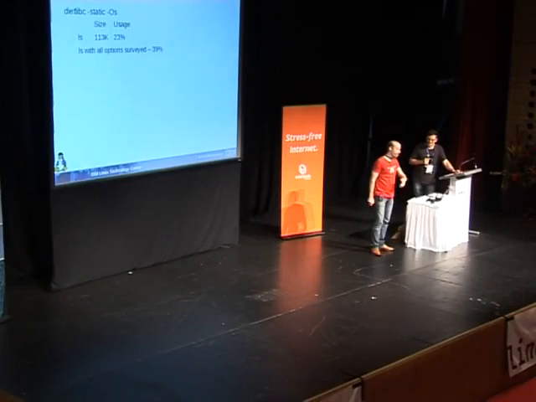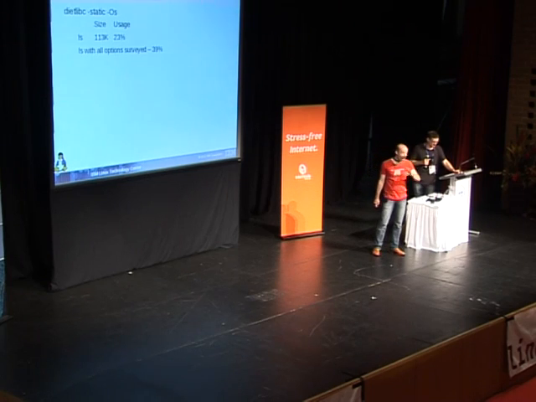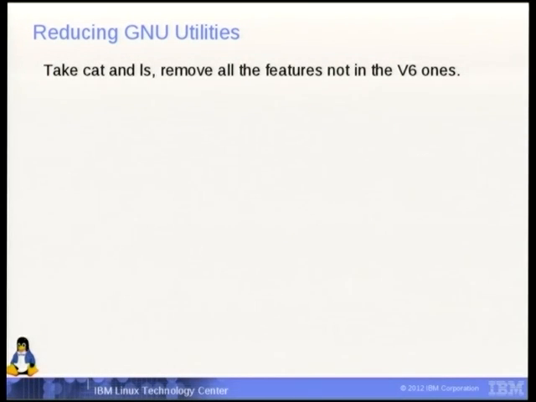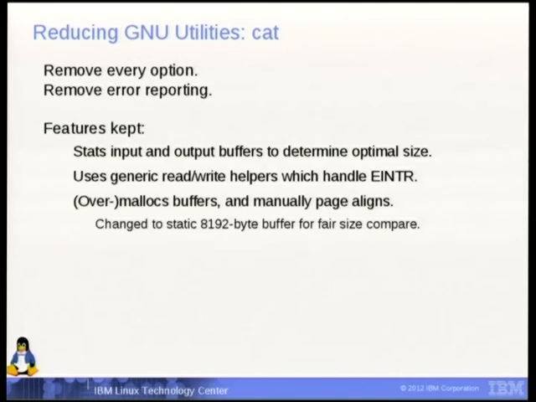So I wasn't going to actually backport, but what I can do is cut out all the options that we didn't have. I didn't do grep or time, but cat and ls, and rip out all the features from the GNU ls that weren't in the V6 versions. For cat, it's easy. You remove every option and you remove all the error reporting. Done.